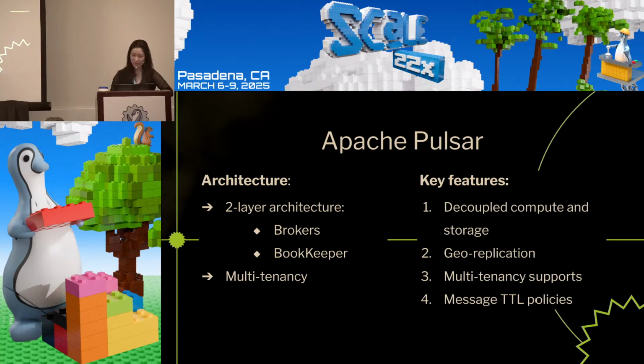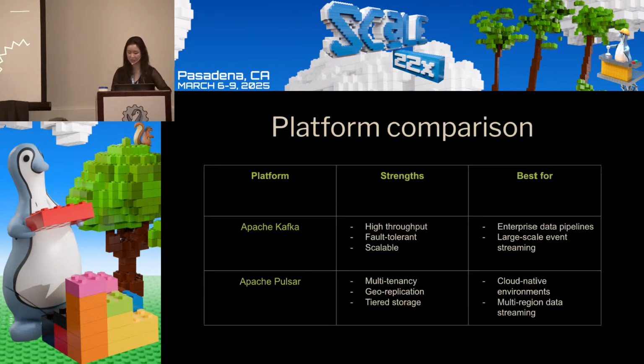And one point to mention is geo-replication. The architecture natively supports cross-region replication, allowing data to be mirrored across multiple data centers without complex configuration. On the other hand, for Kafka, if you want to do that, you're going to add in additional components independently. And one of the last key features to mention is the message TTL policies. Pulsar will automatically clean up old messages to optimize storage. So that makes it a bit easier on you, and you can save on your storage resources.